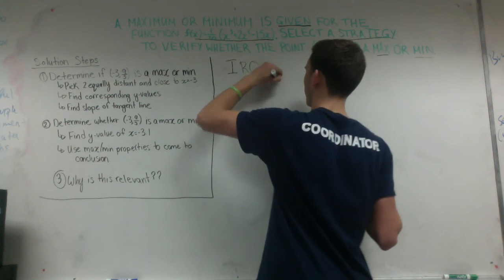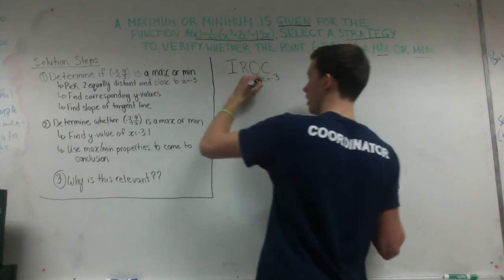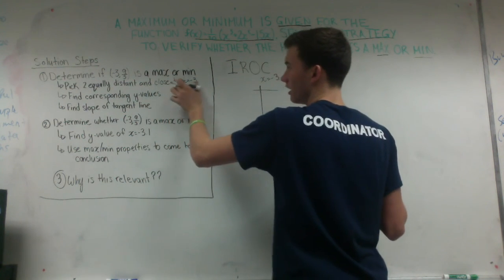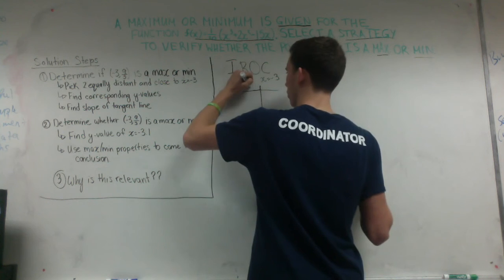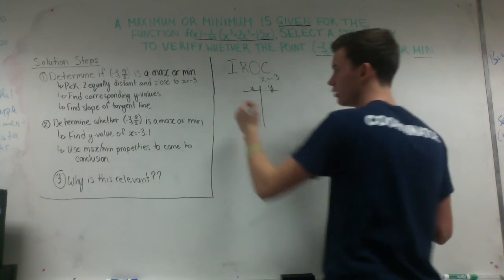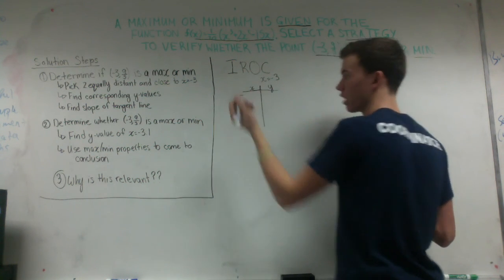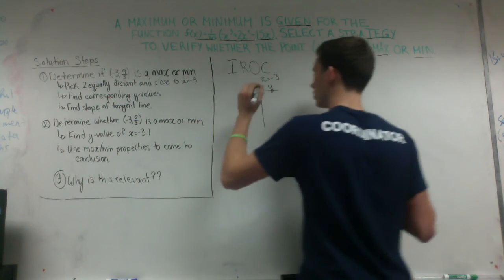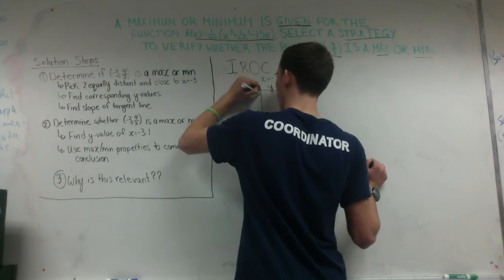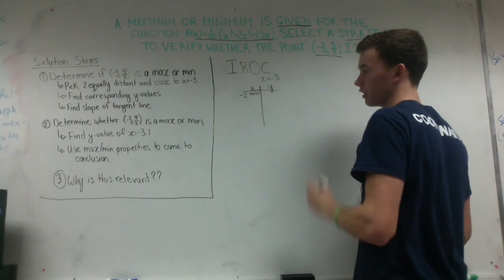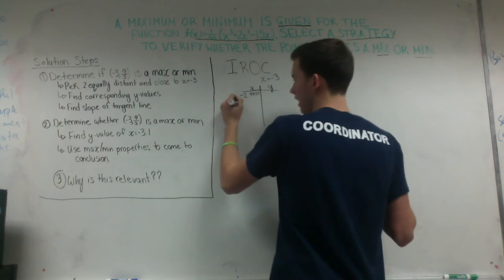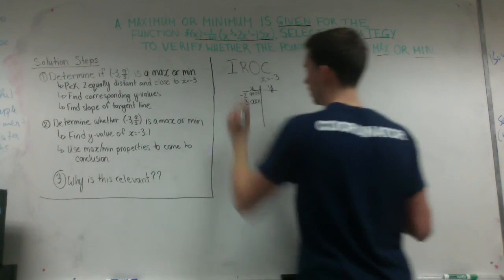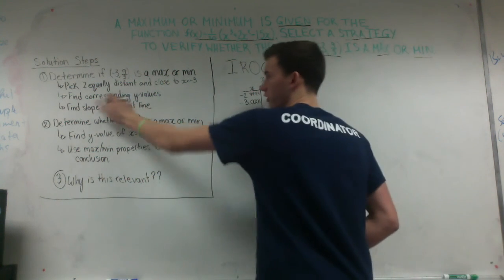So we're trying to find IROC at x equal to -3. So first, what we're going to do is pick two equally distant and close points to x equal to -3. So close is a key word because the closer we are, the more accurate our tangent line slope is going to be. So I'm going to go 0.0001 away, all right? And that's going to give me -2.9999 and also -3.0001. Right?